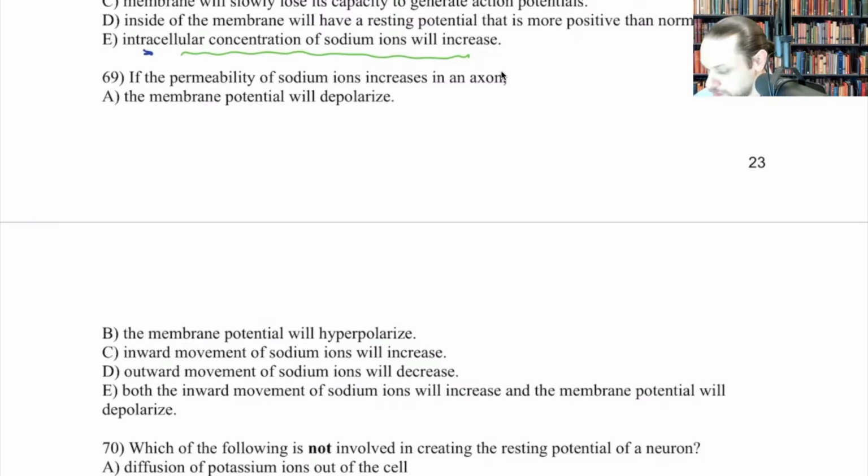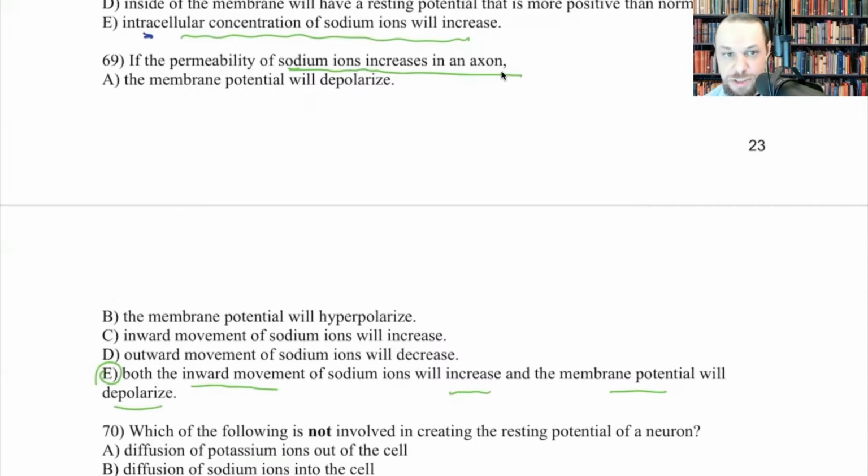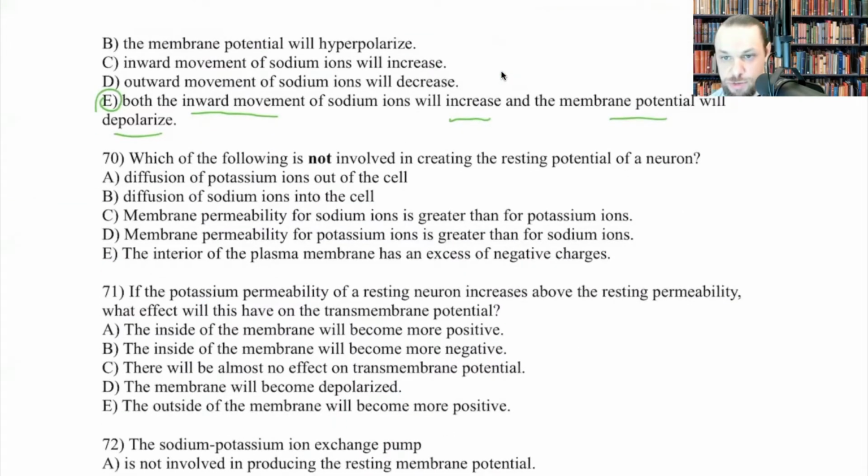So here, if the permeability of the sodium ions increases in the axon, what will actually occur is that you will have both inward movement of sodium ions increase and the membrane potential will depolarize. So what I'm saying is basically the surface of the neuron, the permeability of those sodium ion gated channels increases. So now we have the inward movement of sodium increase. That makes sense. More sodium will rush in, and we know sodium is primarily responsible for the depolarization aspect, taking that membrane towards the more positive side, because the equilibrium potential for sodium is in a positive range, as opposed to potassium, which we saw was in the negative range. So the correct answer for 69 would be E. Inward movement of sodium, we know, is going to cause depolarization to occur.